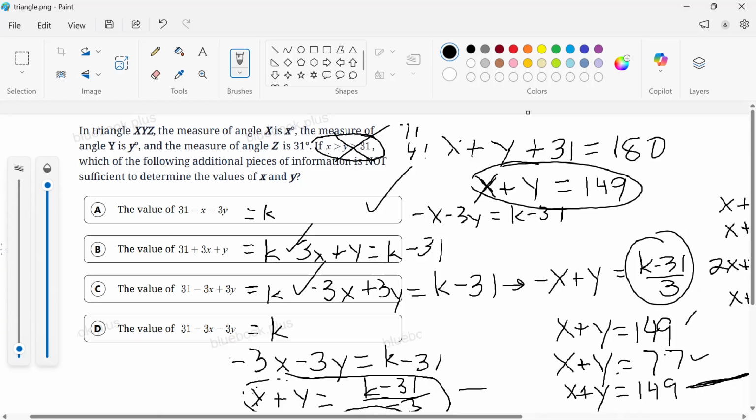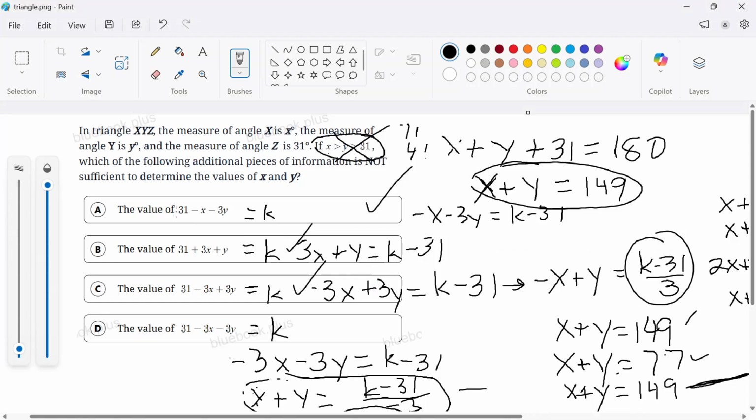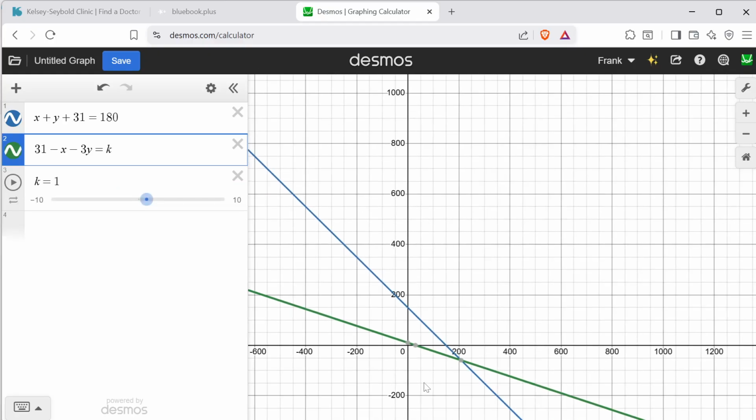But anyway, let me look at this. I'm going to write these equations here. I get this one from the triangle. X plus y plus 31 equals 180. I know that. So now it's giving me a line. Then I'm going to put the next one. 31 minus x minus 3y equals k, some constant. I'll just make up a constant, k, and you'll see that they cross at some point. So that system has a solution.